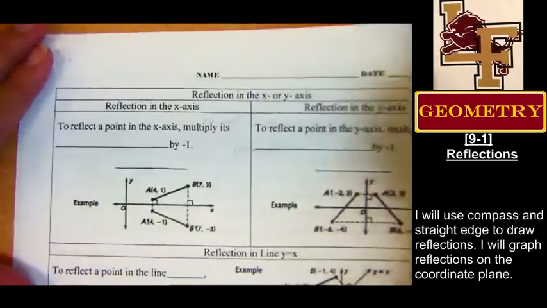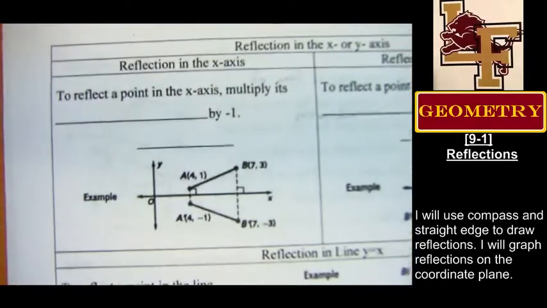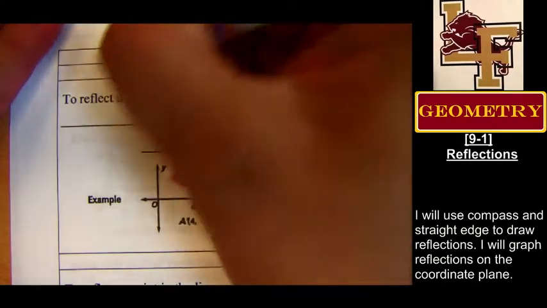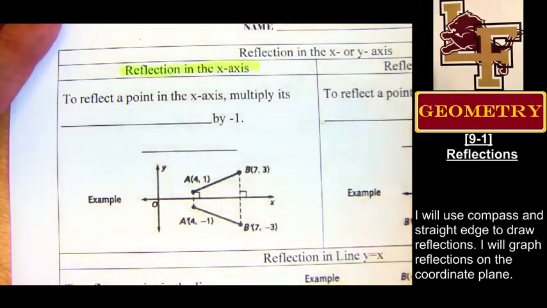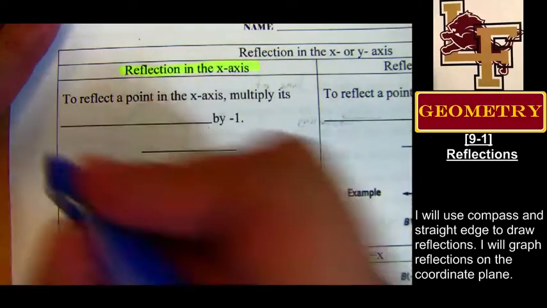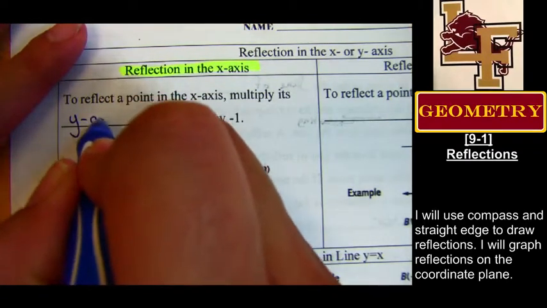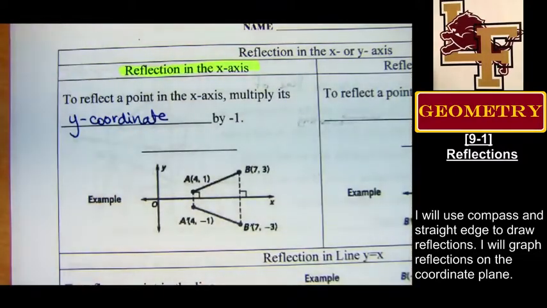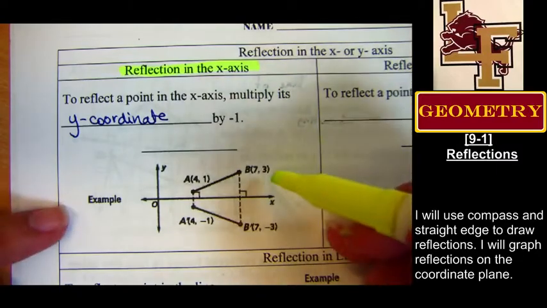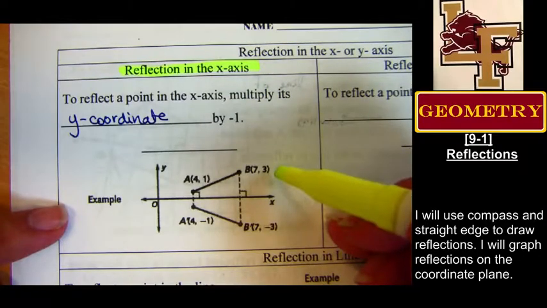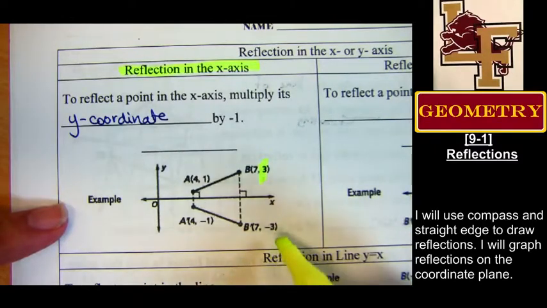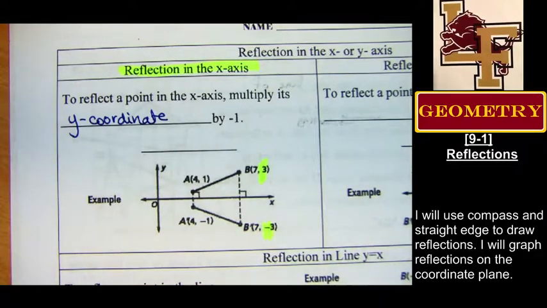That is, the first line, reflection in the x-axis. To reflect in the x-axis, the only thing you have to do is multiply the y-coordinate by -1. Okay? Notice this point B is at 7, 3. Its reflection is at 7, -3.